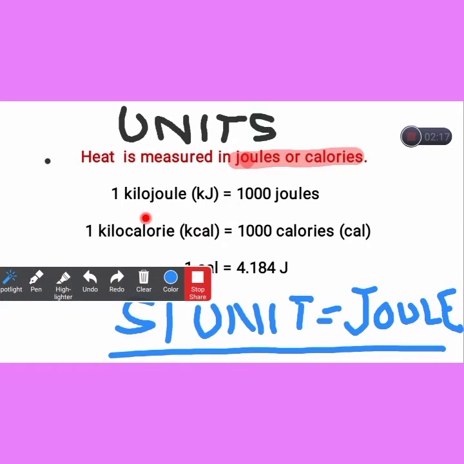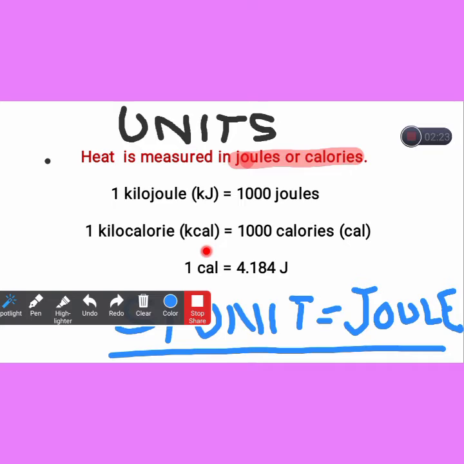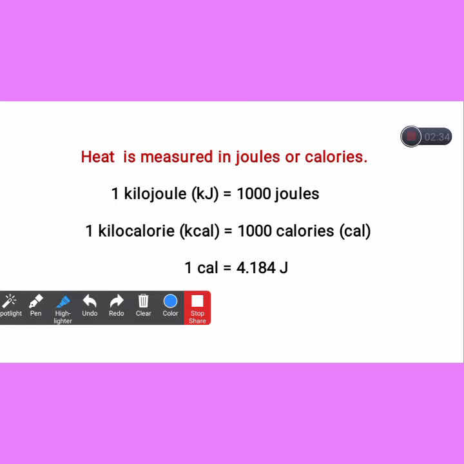1 kilojoule is equal to 1000 joules, and 1 kilocalorie is equal to 1000 calories. Relation between joules and calories: 1 calorie is equal to 4.184 joules.